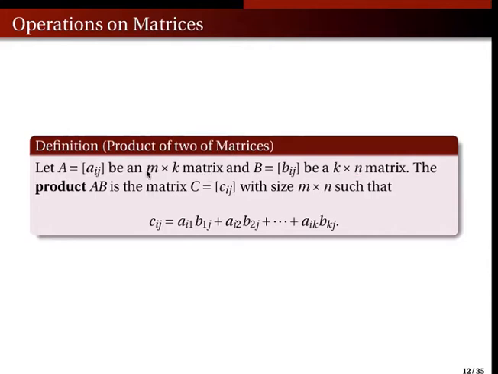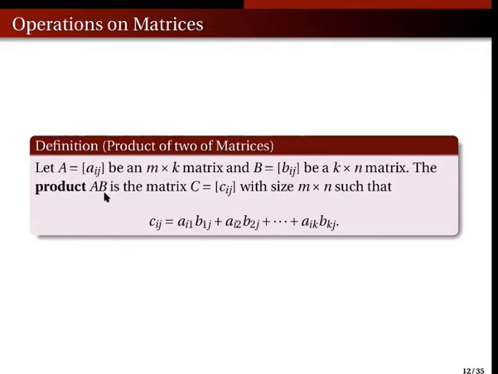So, different sizes. Possibly the same size if they are square, but the more general case is that the number of columns of A must be the same as the number of rows of B. Okay, so M by K, K by N. And then you can multiply the matrix AB. In this form, take note, A is the left factor, B is the right factor.